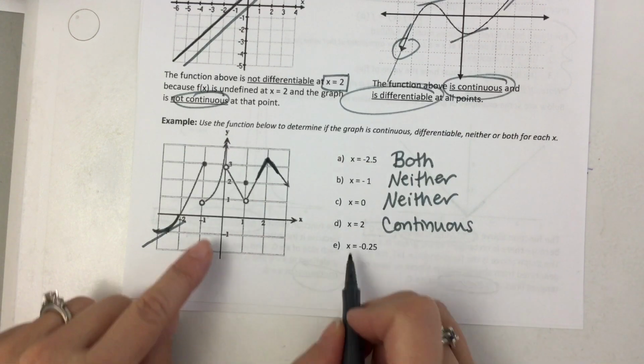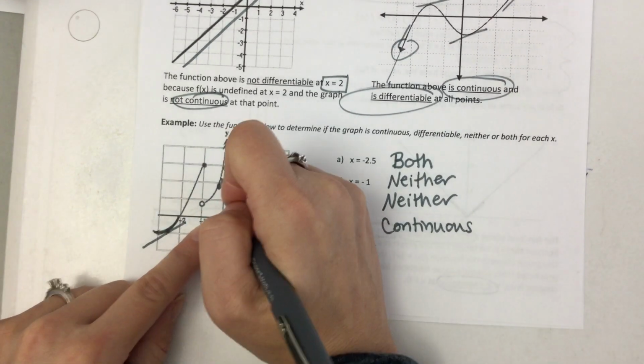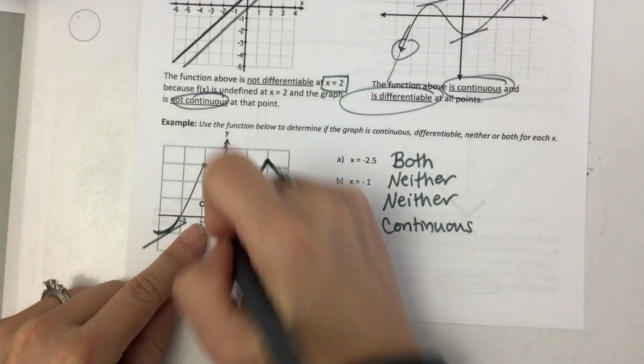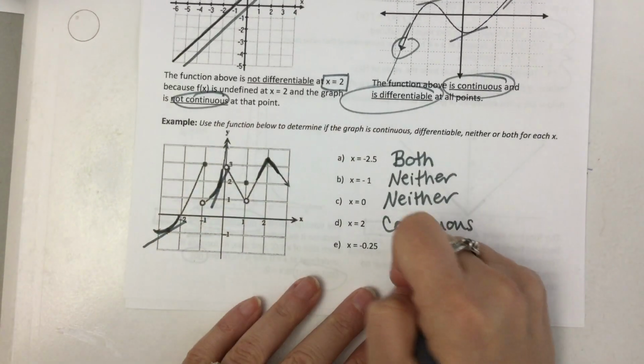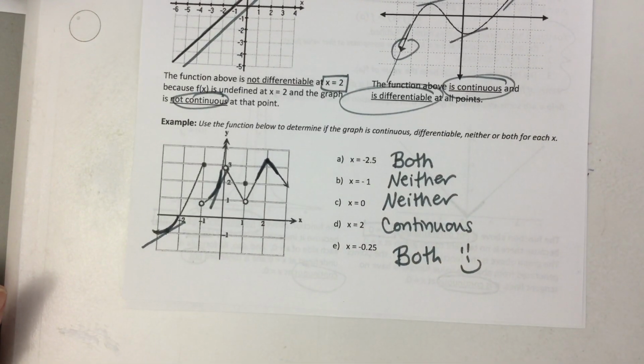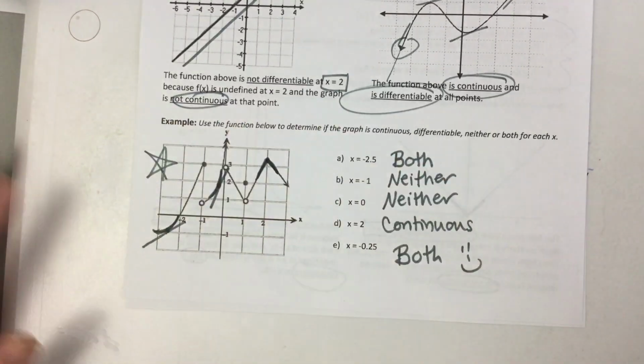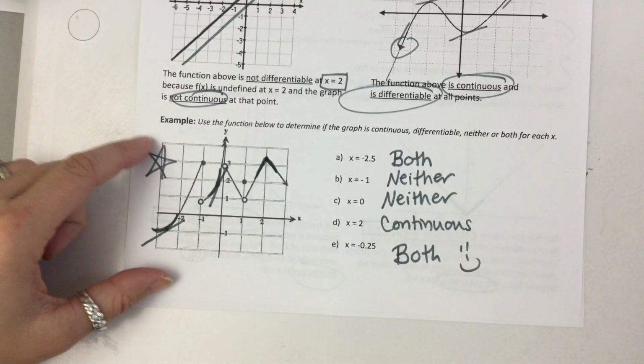Negative 0.25. So if I go to the left, a quarter of a unit. Oh, I got that. Can I draw a tangent line? Heck yeah. Can I trace over that? Absolutely. So it's both. Yay! Okay. I really like this stuff. You will have this on tests and quizzes. Okay, just kind of be prepared for that.